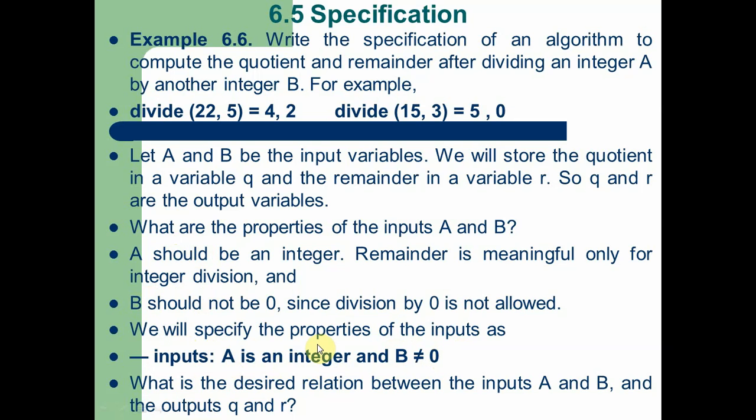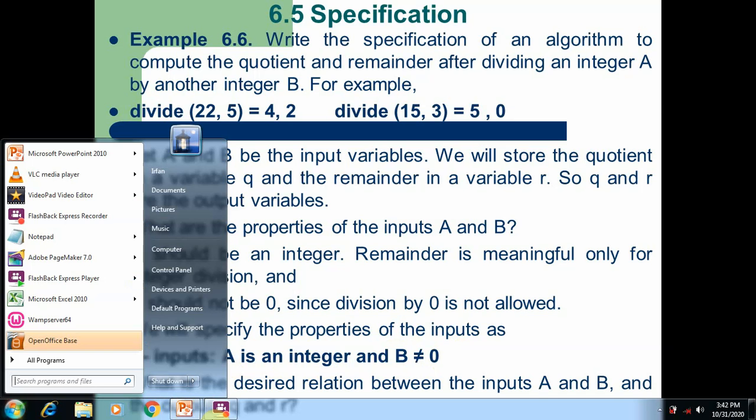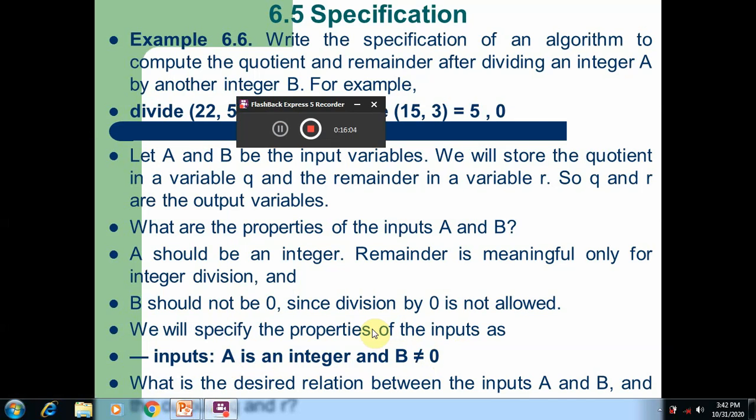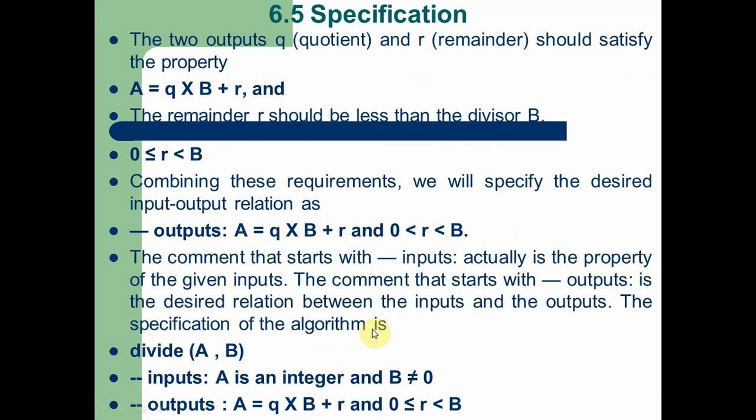Next we write the specification for the output variables, that is Q and R, quotient and remainder. Here the two outputs Q and R should satisfy the property: A is equal to Q into B plus R, and the remainder R should be less than the divisor B. In the single statement we specify the first condition: the value of A is equal to quotient into B plus R.